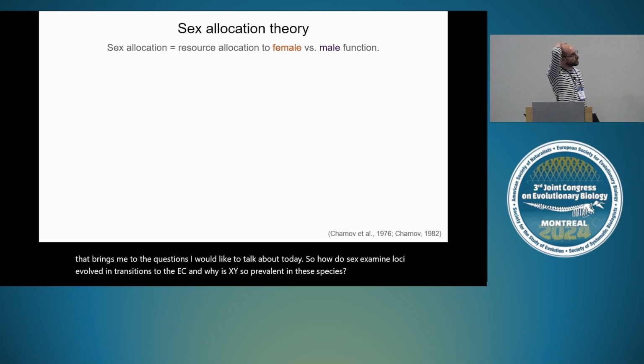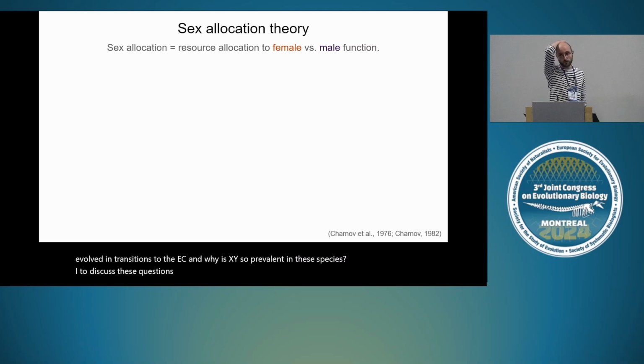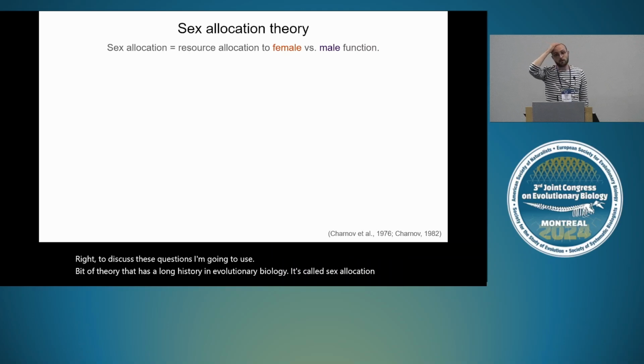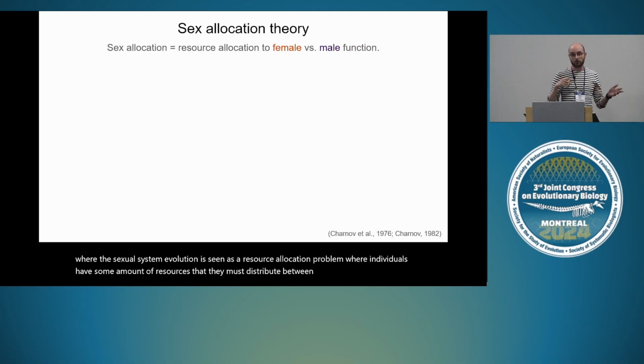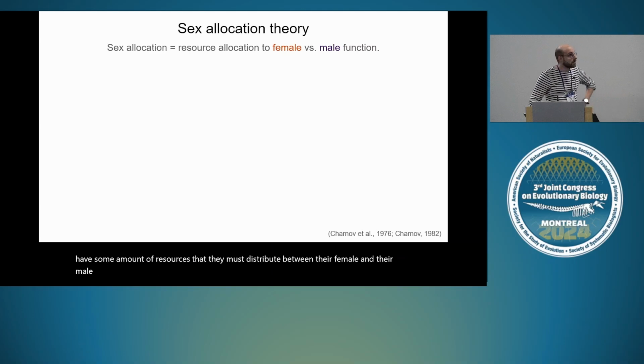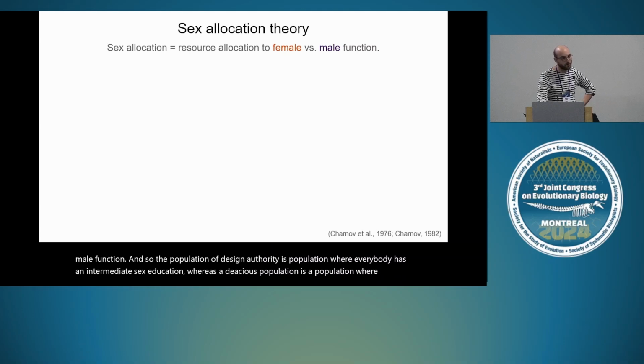Right, to discuss these questions, I'm going to use a bit of theory that has a long history in evolutionary biology. It's called sex allocation theory, where a sexual system evolution is seen as a resource allocation problem, where individuals have some amount of resources that they must distribute between their female and their male function. And so a population that is hermaphroditic is a population where everybody has an intermediate sex allocation, whereas a dioecious population is a population where everybody allocates either all their resources to their female function or to their male function.